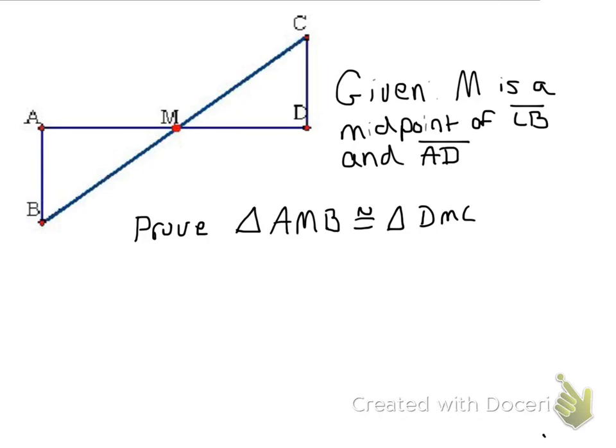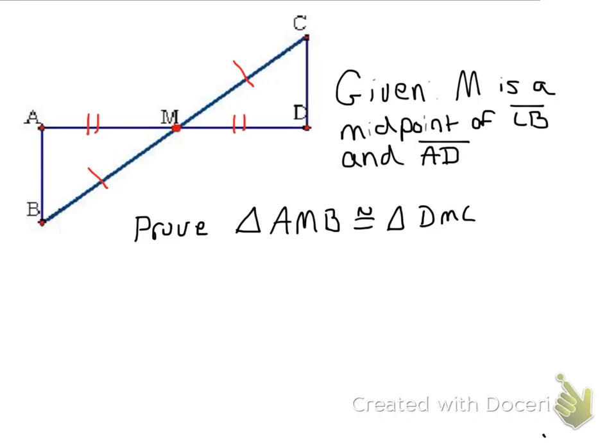Okay, so here we are. You're given that M is a midpoint of CB and AD. Well, that's it. That's all we're given. So from that piece of information, I have to look at my triangles and say, what do I know? If M is a midpoint of CB, that means M is cutting CB in half. So that immediately tells me that CM is congruent to BM. And if M is also a midpoint of AD, that means that AM must be congruent to DM.